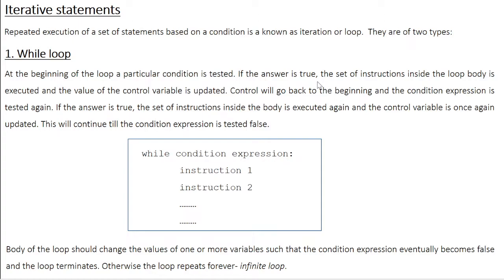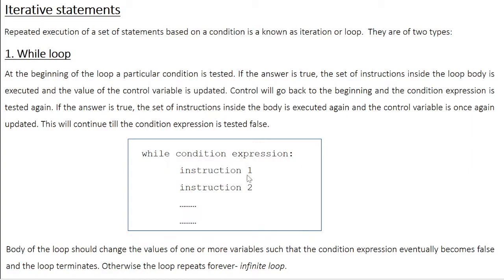If the answer is true, a set of instructions inside the loop body is executed and the value of the control variable is updated. At the end of the body, the control will go back to the beginning and the condition expression is tested again. If the answer is true, the set of instructions inside the body is executed again and the control variable is once again updated. And this will continue till the condition expression is tested false.